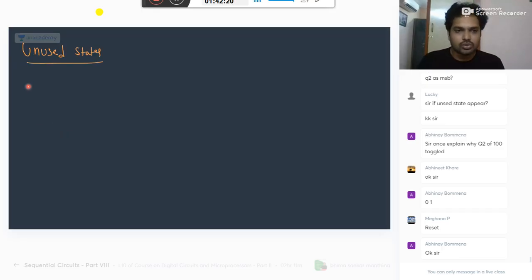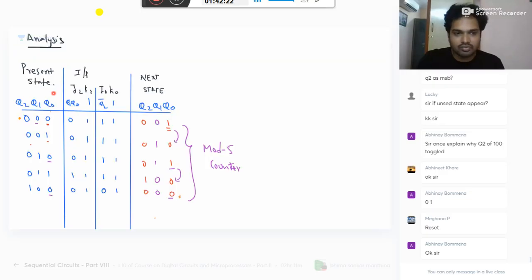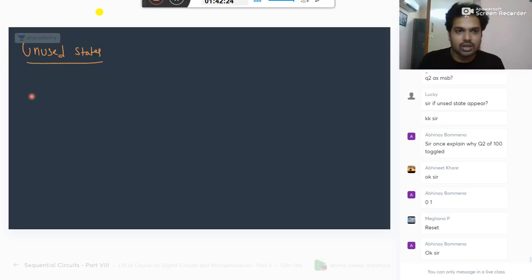Right. So unused states, from this table you understand what the unused states are from the present state Q2, Q1, Q0. Three unused states are there. Let's take all of them. What are the inputs?